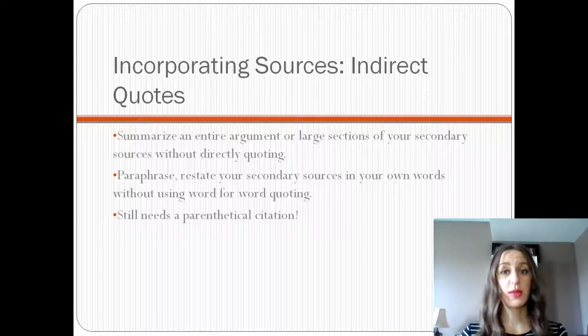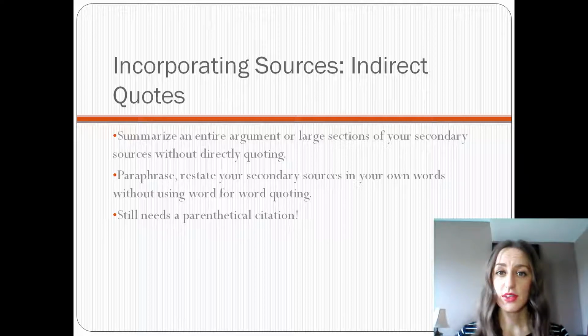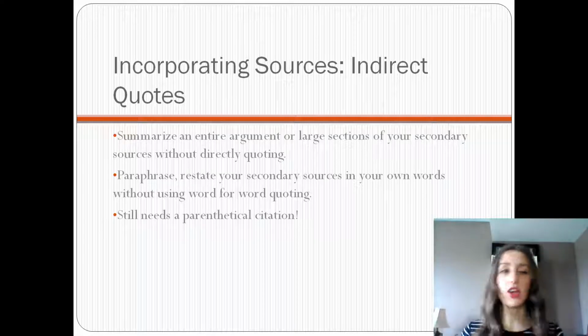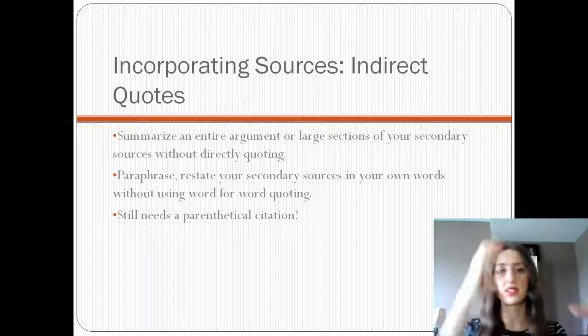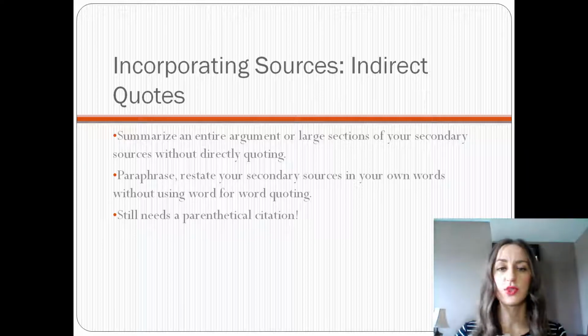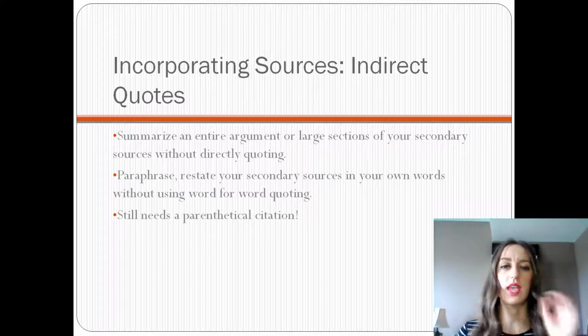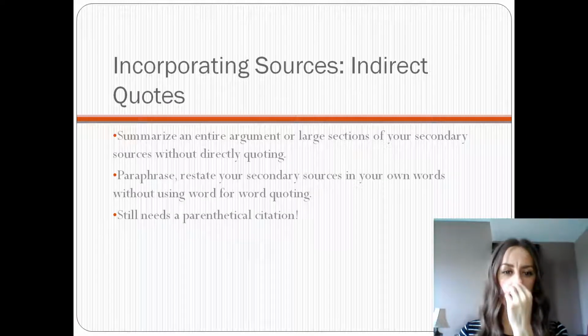Okay, so let's talk about indirect quotes. This is when you're not quoting necessarily word for word, right? So this includes summarizing, okay? Either summarizing the entire argument of one of your sources, or you're just summarizing large sections of your secondary sources, but you're not really using any direct word for word quoting, okay?